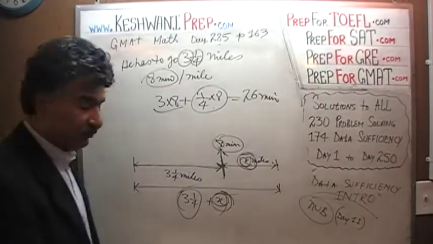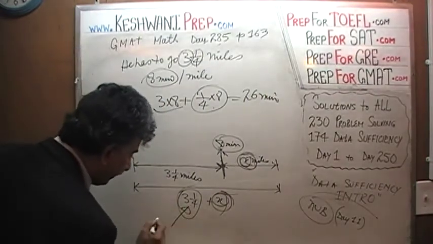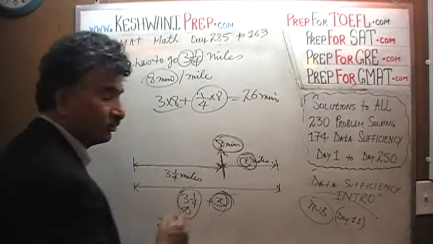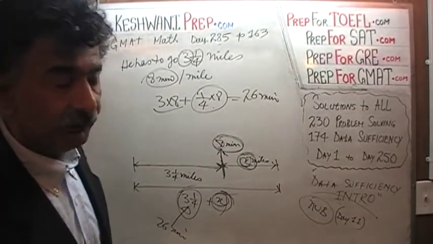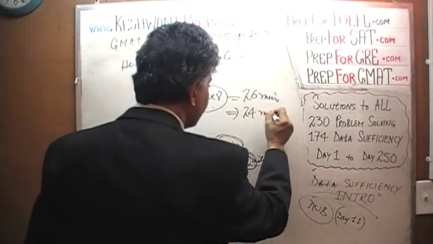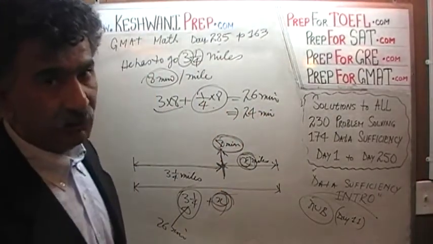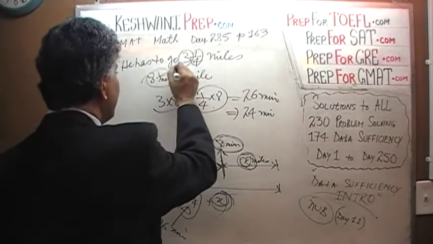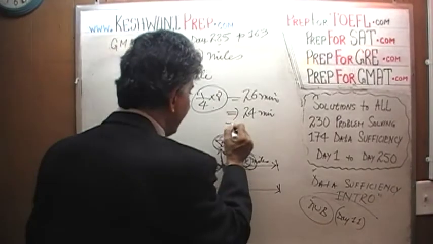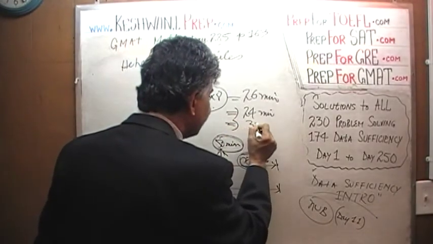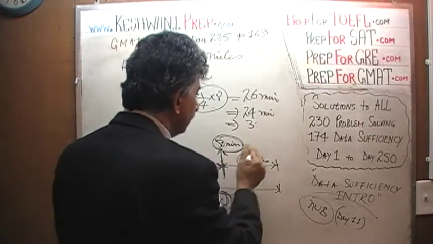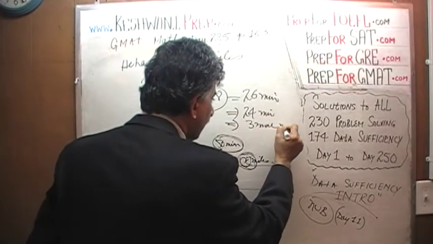Keep listening. So this part alone will take 26 minutes. We know that he has exactly 50 minutes. How much time extra does he have? This tells us that he has exactly 24 minutes left over. Well, if he has exactly 24 minutes left over, and if he's going at 8 minutes per mile, how many miles can he travel altogether? Well, 3 more miles. This implies that he can go 3 more miles.